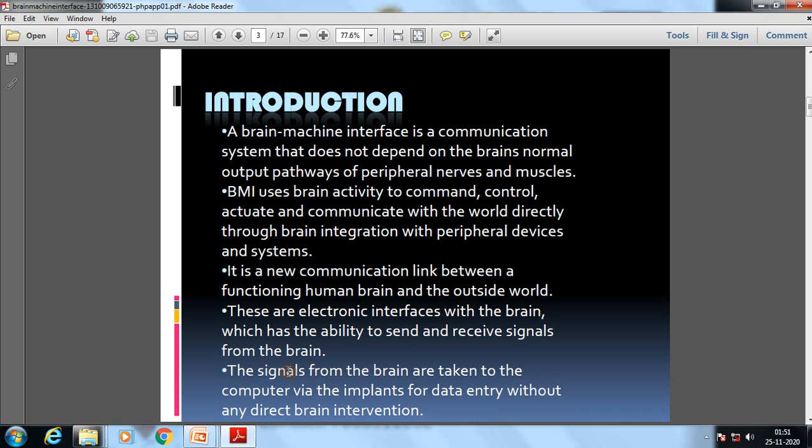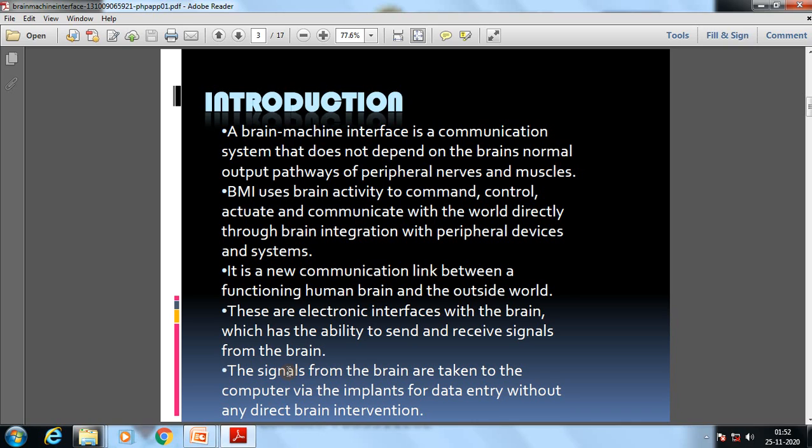Now suppose I have to move my hand. How does it work, basically? Suppose I have to lift my teacup. What would I do? I will give a command to my hand to pick up the teacup because I want to drink the tea. So it will give the signal to my hand, and my hand will pick up the teacup.